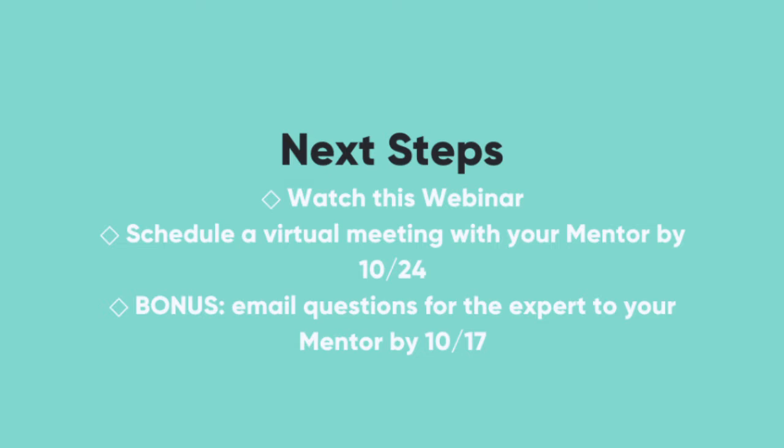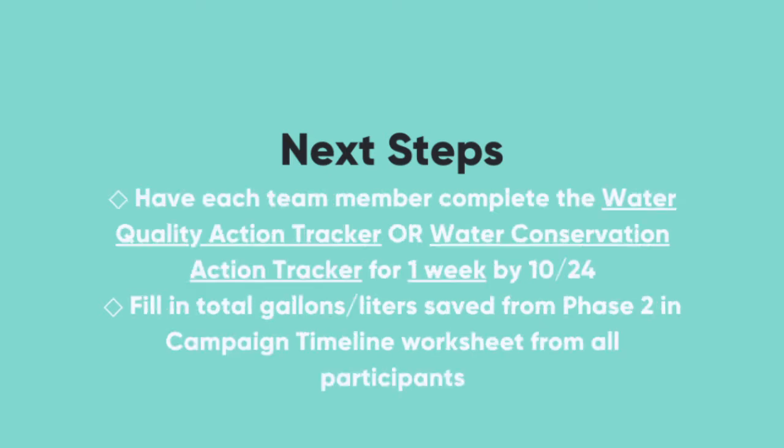Here is a quick overview of the resources that you will use in the water action phase, and the important dates to make sure you are on track for success. Watch the rest of this webinar and email any questions that your team has for our featured expert, DIGDEEP, to your mentor. And schedule a virtual meeting with your mentor by October 24th to talk about your water issue, your solution, and next steps. Have each team member complete the Water Quality Action Tracker or Water Conservation Action Tracker for 1 week by October 24th.